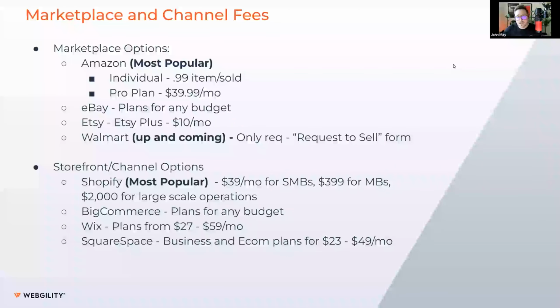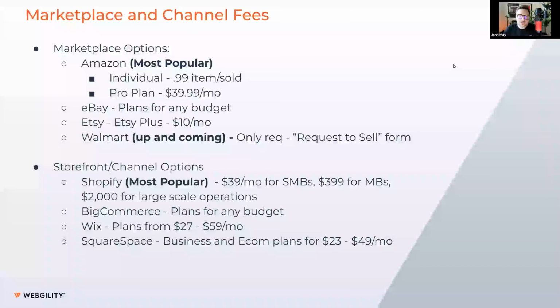Another thing to call out here is that you don't have to pay a fee or have any subscription to sell with Walmart. You only fill out a request to sell form and have it approved by Walmart directly. That can take some time, but there is no actual investment in getting started there.